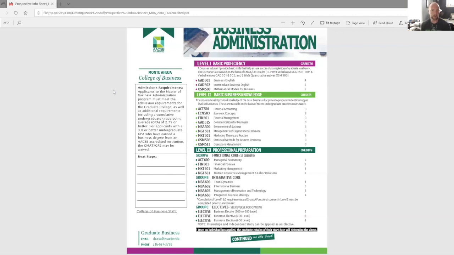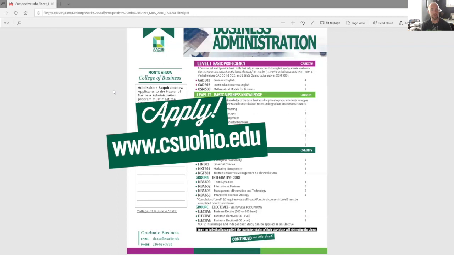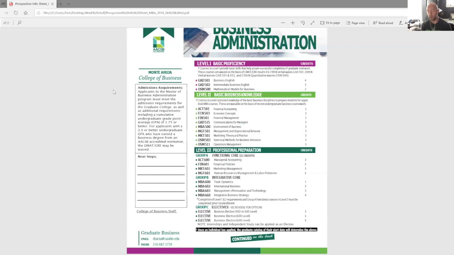How to be admitted into the program. So every student needs to fill out an application. They can do that on csuohio.edu. That's the CSU front page. And the application is right on the upper right of the page. There's a button that says apply.